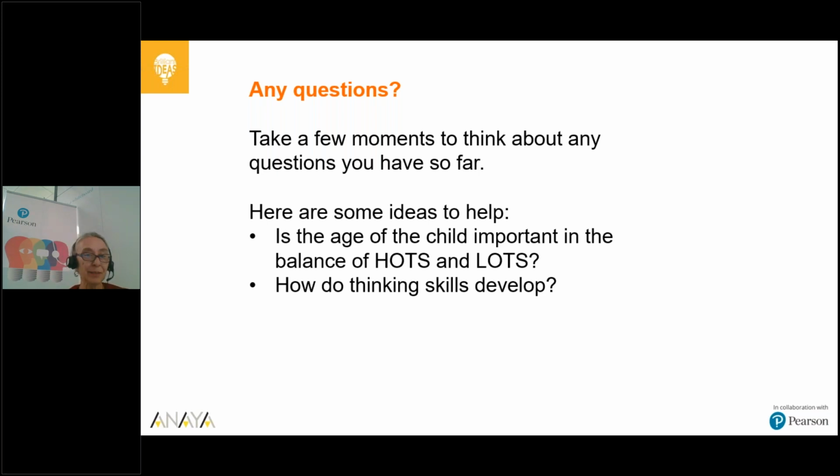Is the age of the child important when we think about the balance between higher and lower order thinking skills? And a very difficult question. How do these thinking skills develop?